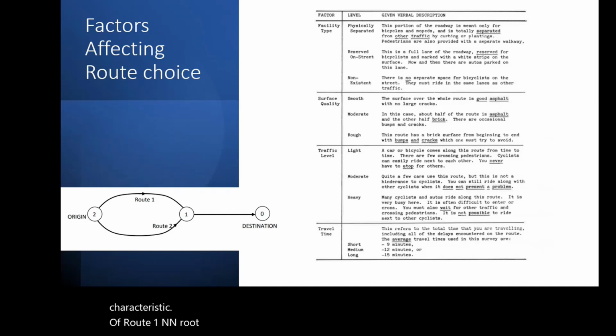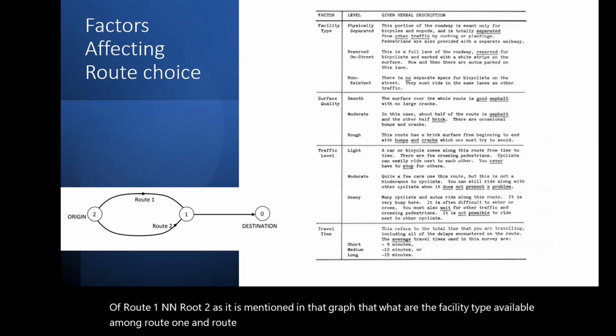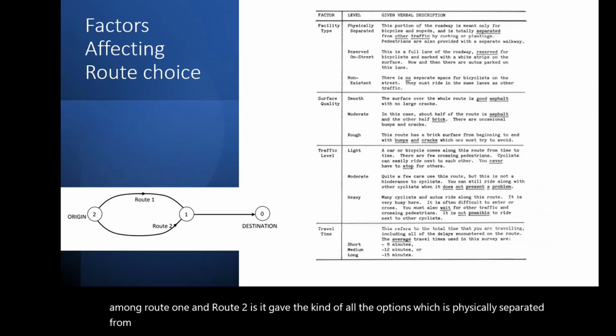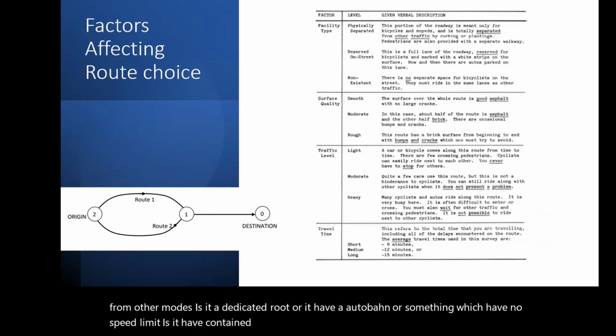As mentioned in that graph, the first factor is the facility type available among route 1 and route 2, which gives options such as being physically separated from other modes. Does it have a dedicated route, or an autobahn with no speed limit? Is route 1 or 2 more congested?